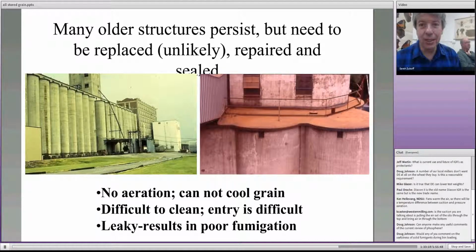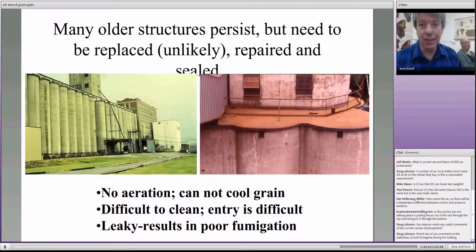They're also leaky, and a lot of them have these vents in the top here. Those vents were constructed for a good reason, and that is to equalize air pressure as you're loading a bin. But there should be alternative ways to do that. If not, it requires that before fumigating you get up there and seal those vents. And there are ways to do that. Very carefully, of course.